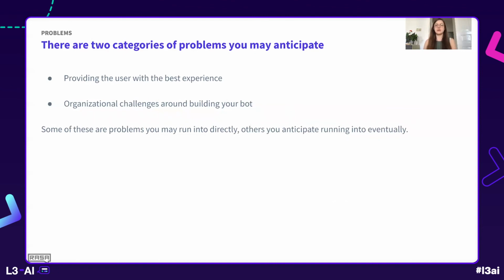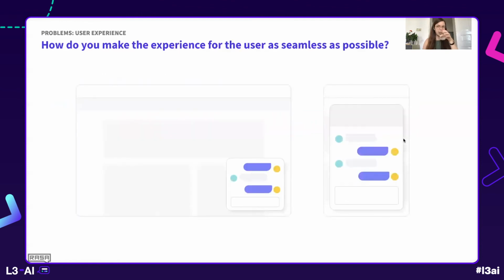The two categories of problems are providing the user with the best experience, so making sure the bot is user-friendly and so on, and the other one is organizational challenges around building your bot. I'm going to go through all of these in a bit more detail. So like I said, the first category is around user experience, just making the experience for the user as seamless as possible. This is super important generally when building your bot.